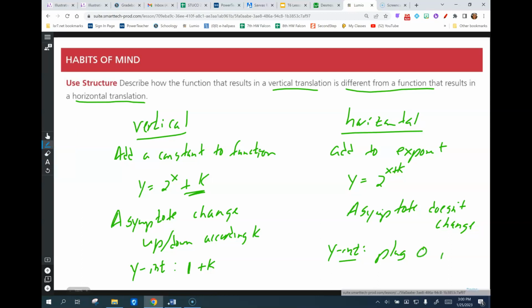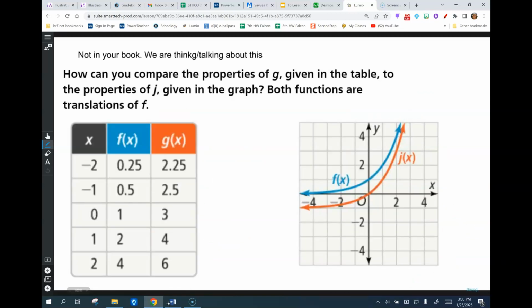Plug 0 in for x. For now, we're just going to go with that. In Algebra 2, you'll learn some more. Okay, this is not in your book. We're just going to talk through. Oh, I spelled thinking wrong. I just forgot an I and an N.